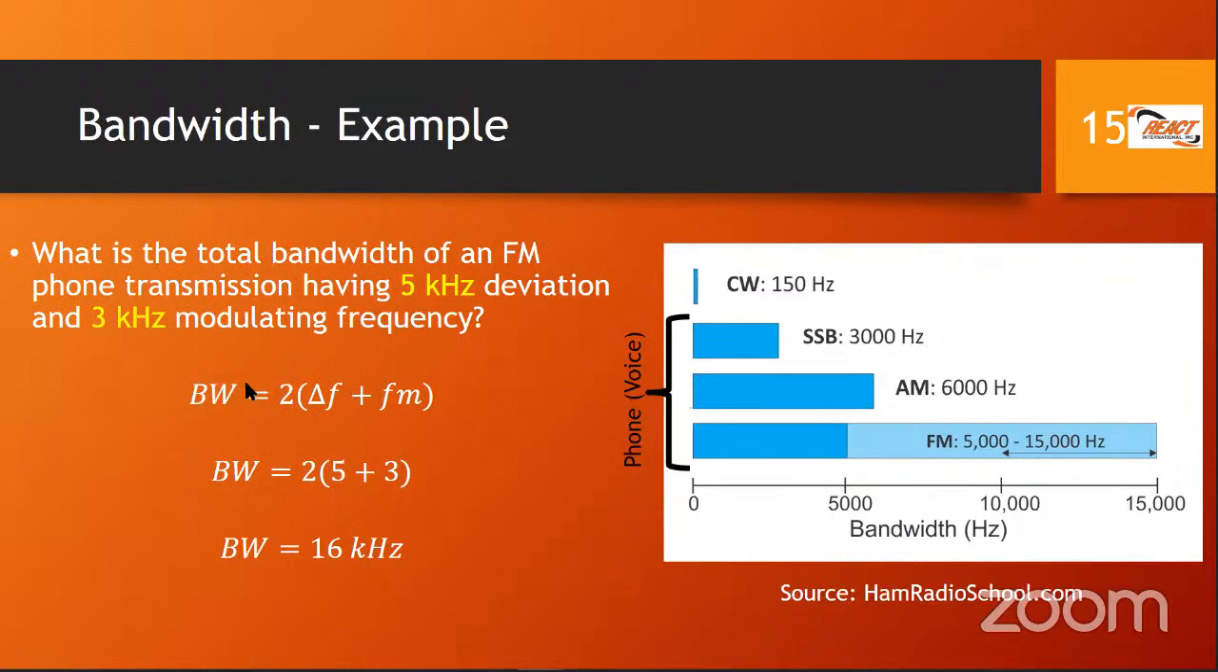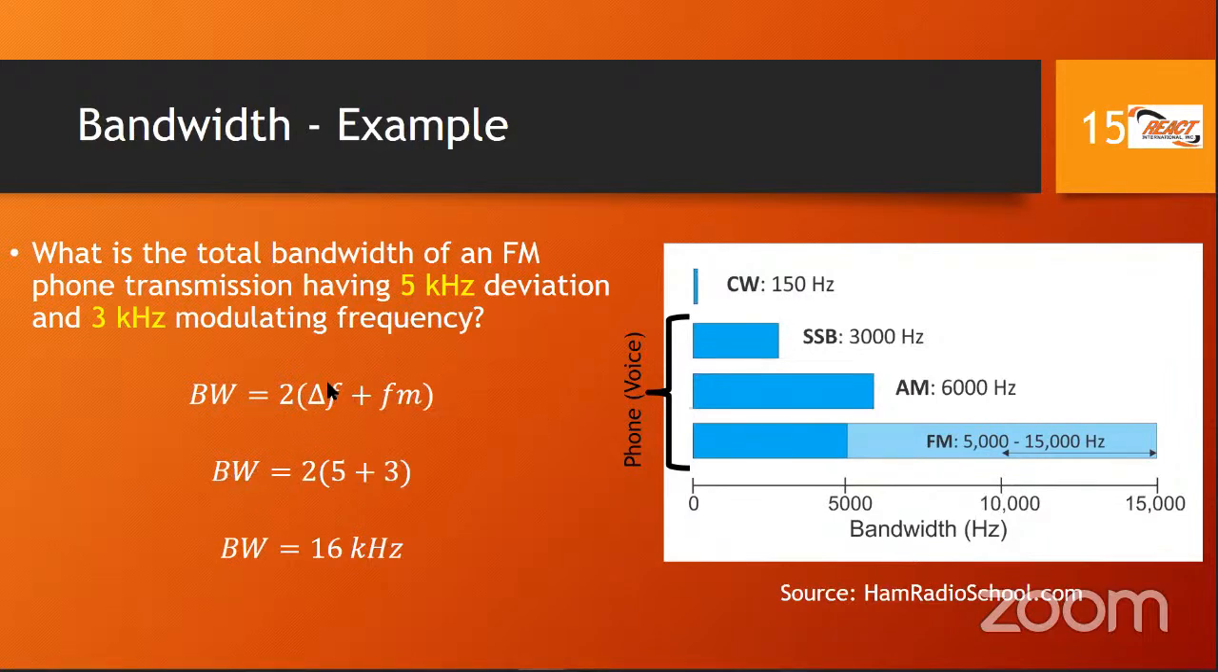So we're trying to solve for bandwidth. Bandwidth equals something. Well, 2 is just a number. But do we have delta F? Well, yes, we do. Delta F is the deviation, and they have given us 5 kilohertz. And do we have FM? Well, FM is the modulating frequency. So they give us both values. 3 kilohertz is the modulating frequency. So we just plug those values into our trusty formula.